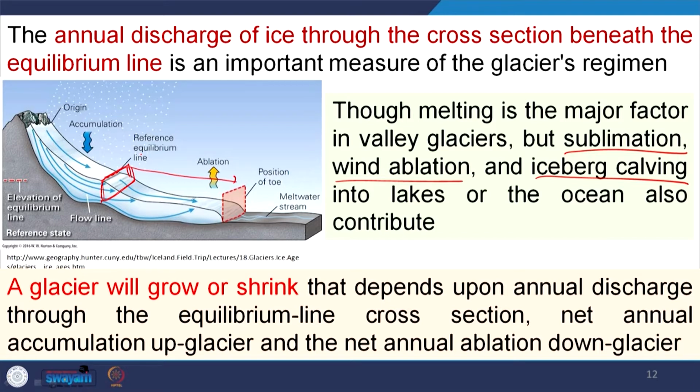Like they calculate river discharge and sediment discharge at different gauging stations, similarly the equilibrium line is one gauging station of the glacier, where we calculate how much glacier ice is being transported down-glacier, how much is accumulated up-glacier, and how much is moving per day or whatever unit we take. So this measurement defines whether the glacier will sustain or melt.